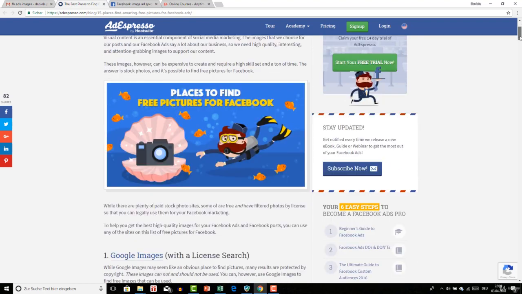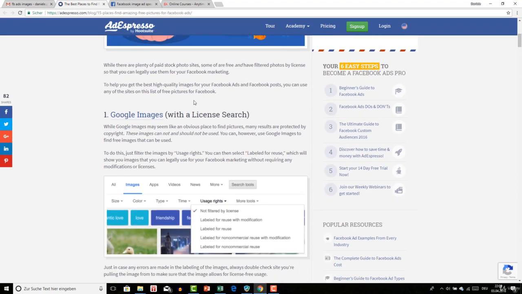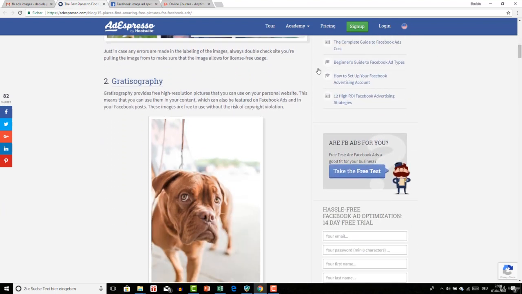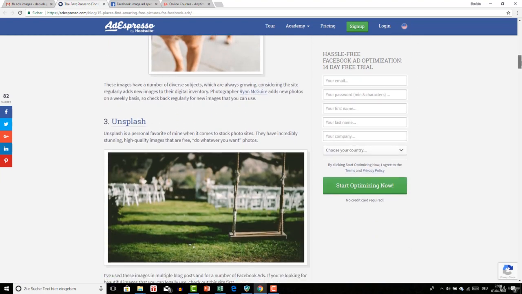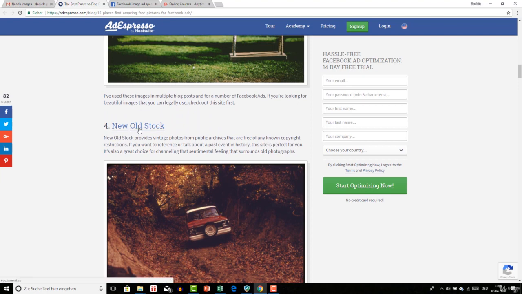grab these images. So the first of all you go to Google Images, okay, and then you're gonna look for not filtered by license and you get the images that are not copyrighted. Or you go to gratisography. Or Unsplash. Or New Old Stock.